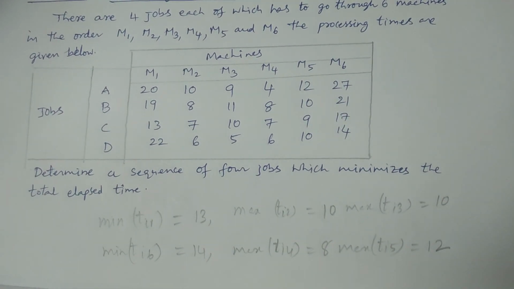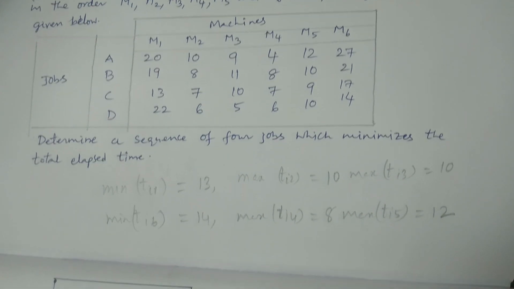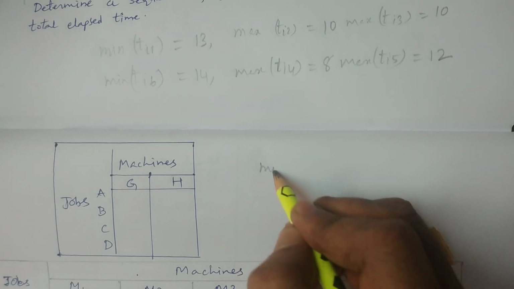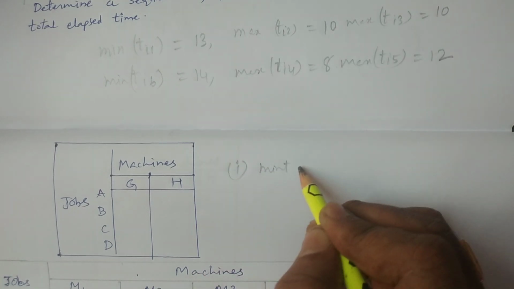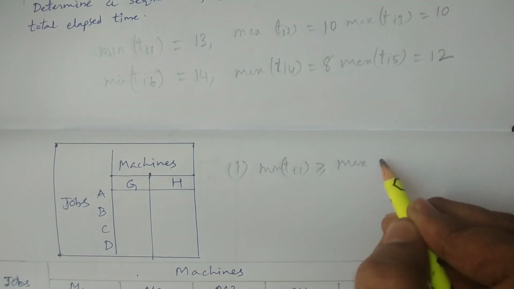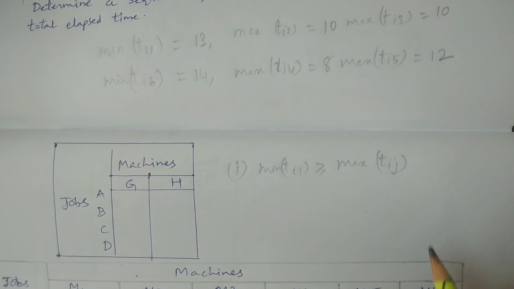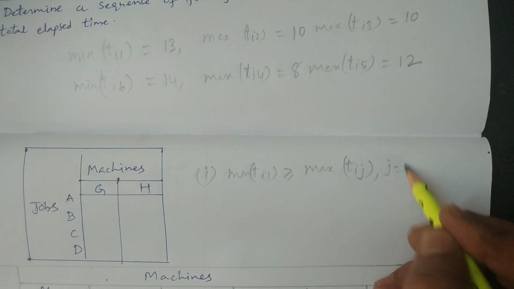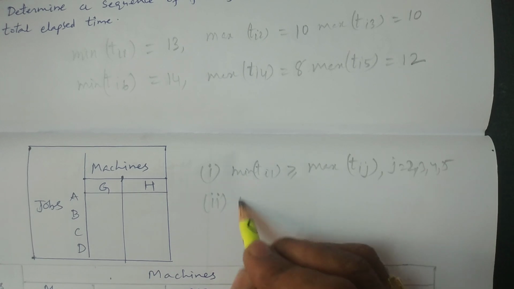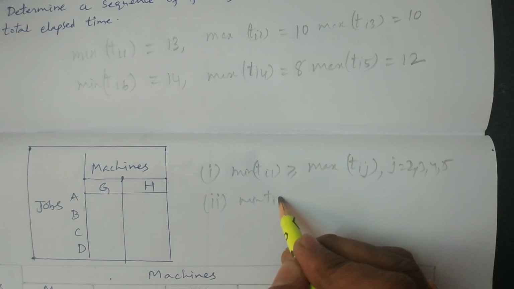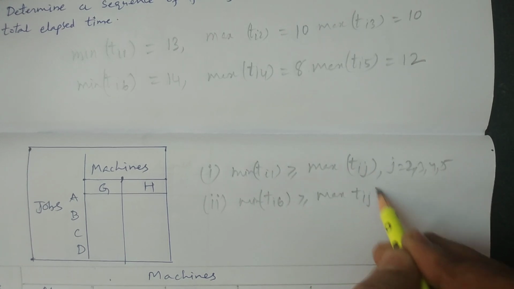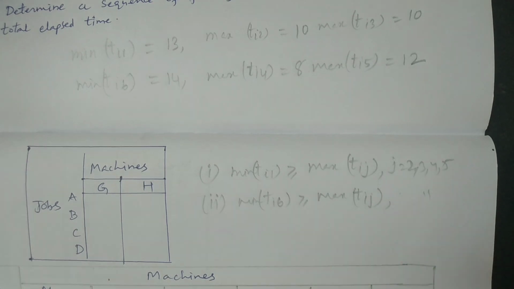Now you have to check 2 important conditions. Condition 1: the minimum of Ti1 should be greater than or equal to the maximum of Tij, for all the remaining, j equal to 2, 3, 4, 5. Similarly, condition 2: the minimum of Tik, that is the 6th, last one, should be greater than or equal to the maximum of Tij, where j is equal to 2, 3, 4, 5.